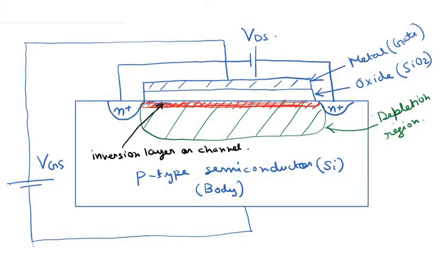Why? Because electrons can easily flow from this N plus region into the channel, because the channel also contains electrons. Electrons are induced in the channel or the inversion layer, and because these electrons in the channel are mobile, these electrons would actually flow in this direction.